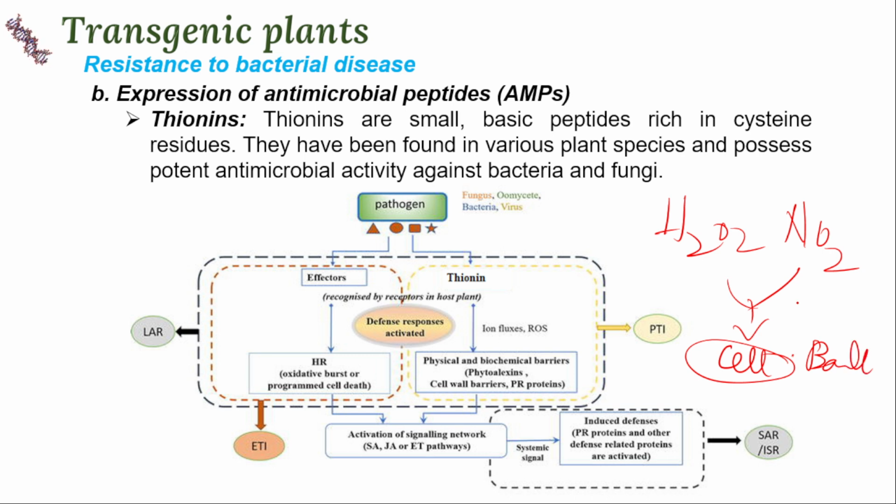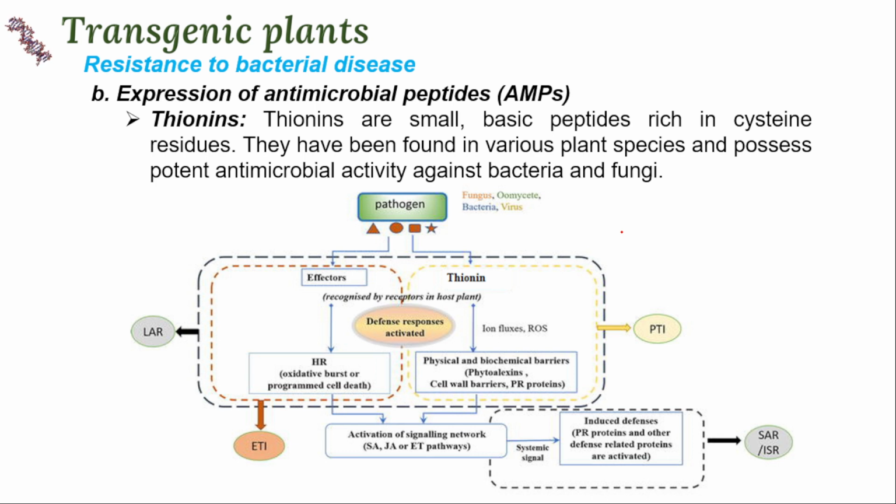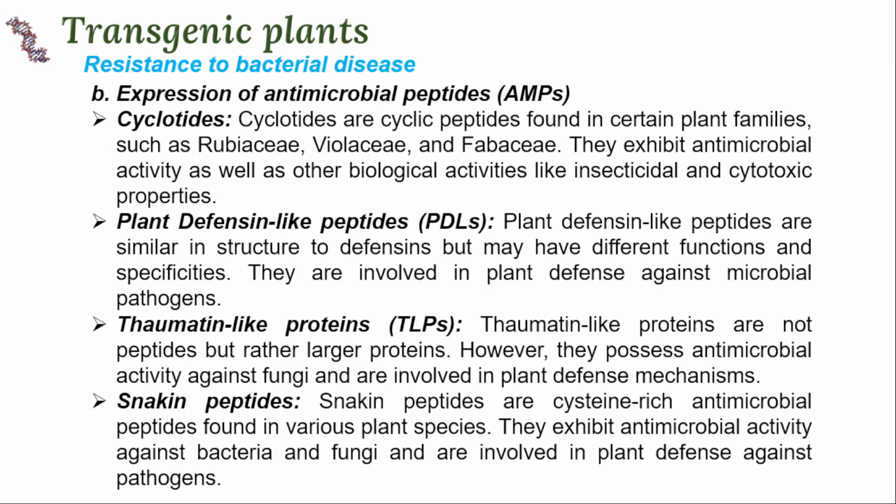So thionin triggers reactive oxygen species and helps in programmed cell death. Whenever bacteria enter, it activates the reactive oxygen species, which reach the bacteria and create an oxidative burst. Whenever an oxidative burst happens, it triggers programmed cell death of that infected plant cell. One more antimicrobial peptide is called cyclopeptides, mainly secreted from the Rubiaceae and Fabaceae families.